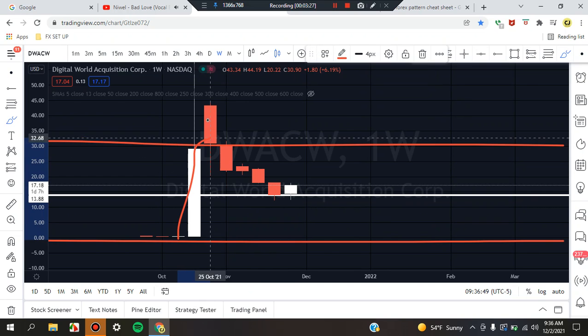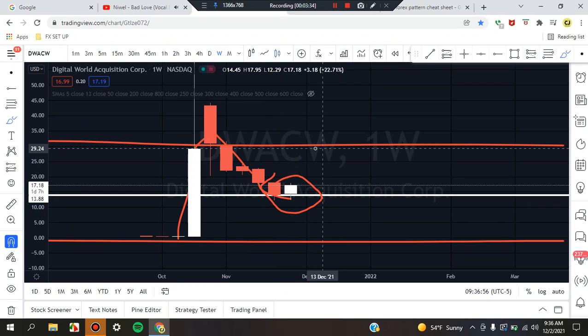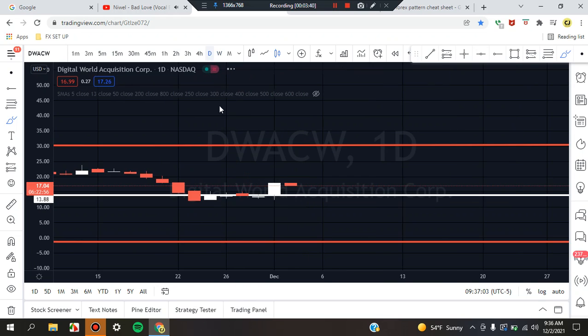So we clearly got the break, we got the retest. Now we're looking for some type of engulfing pattern in this area here. If we receive that, the market can be going up to areas of highs. Let's head down to the daily time frame and see what we see.